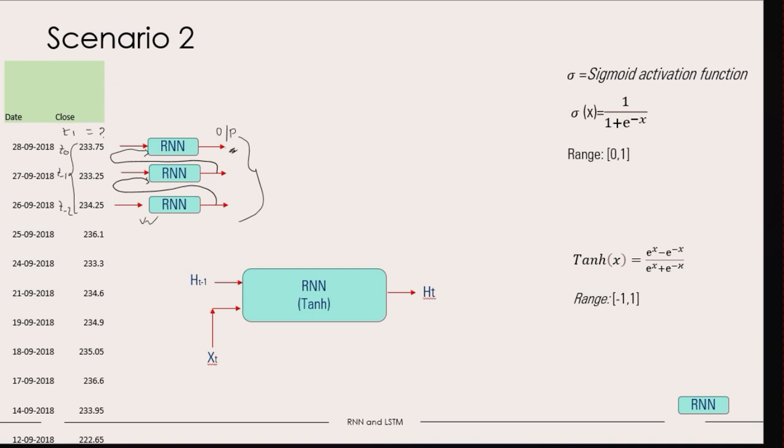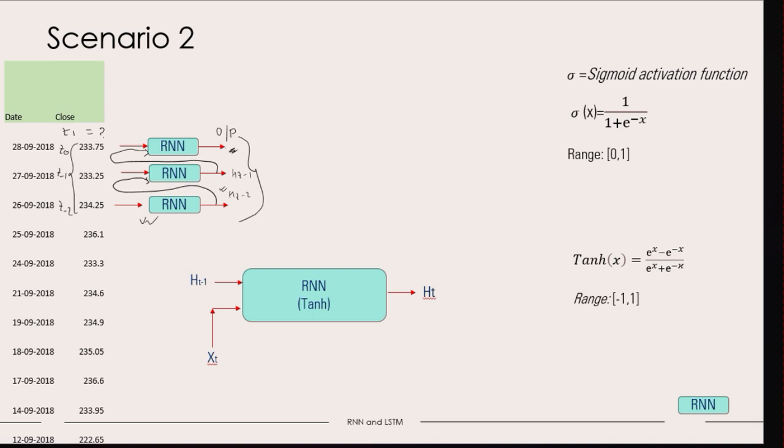These outputs we are talking about, this is ht minus 2, ht minus 1, like this. This is a very simple implementation of a neural network. With a small modification we have added memory functionality to it, but this memory is very short term, meaning it can remember only the previous value.